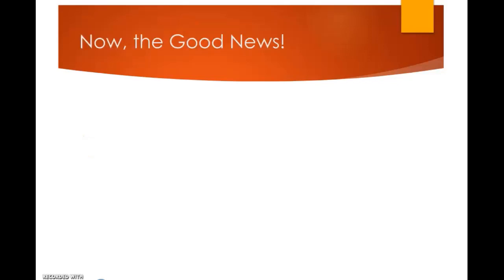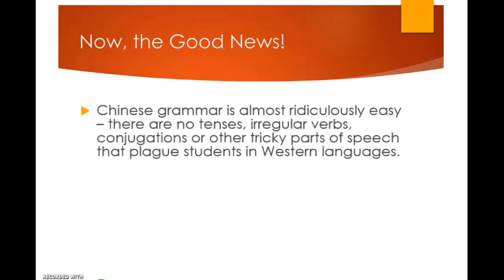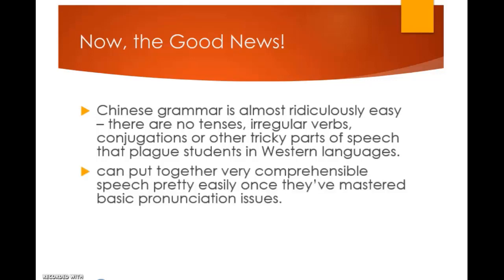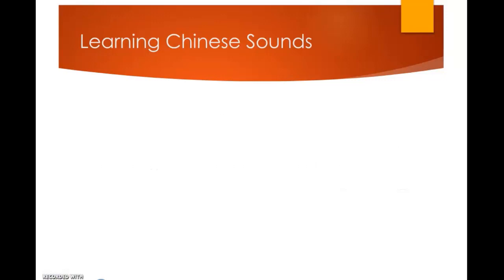Now the good news. There is no grammar in the Chinese language, so it is almost ridiculously easy. There are no tenses. There are no irregular verbs, conjugations, or other tricky parts of speech. When you learn the basic pronunciation, you can easily make a sentence. You can put together comprehensible speech pretty easily once you master the basic pronunciation. To make learning Chinese easy, you have to learn the Chinese sounds.